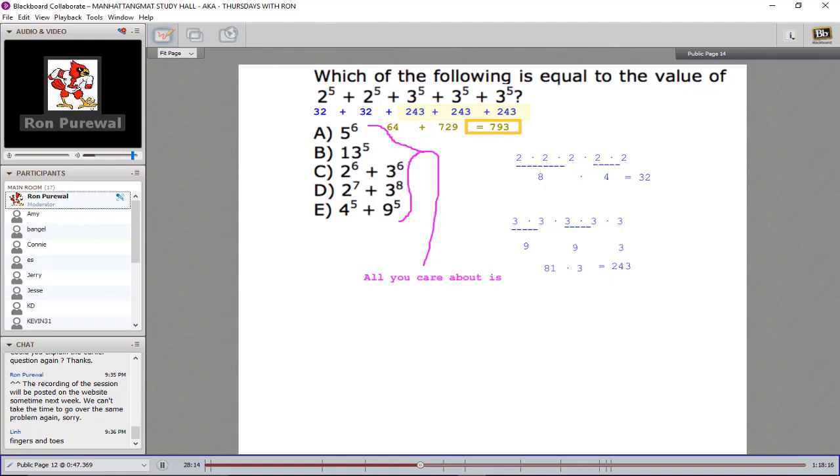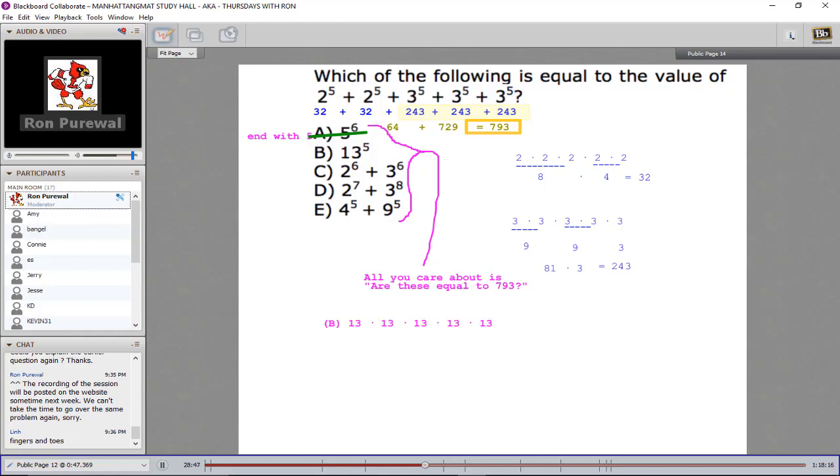Are these equal to 793? 5 to the 6th is going to be something that ends with a 5. Not to mention it's going to be way too big. 5 times 5 times 5 times 5 all the time is going to just end with a 5. So that's incorrect. 13 to the 5th is choice B. Guys, that's a really big number.